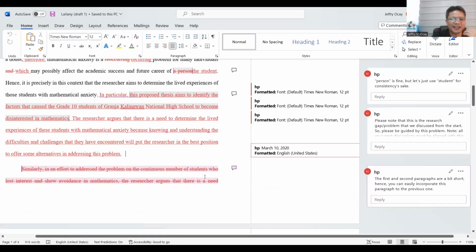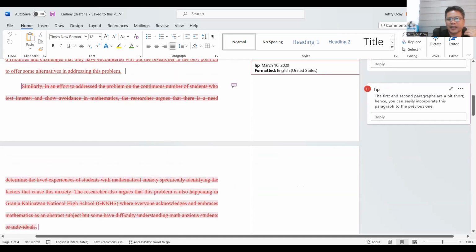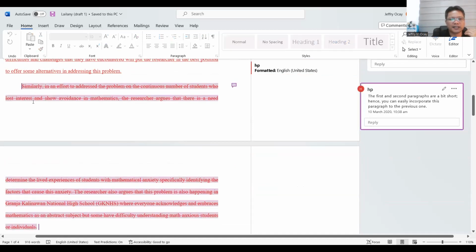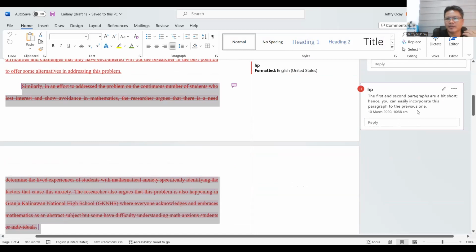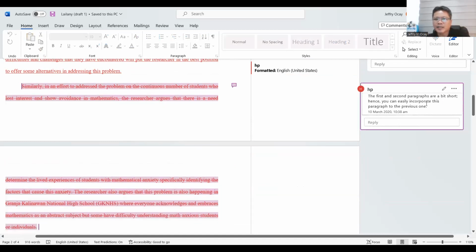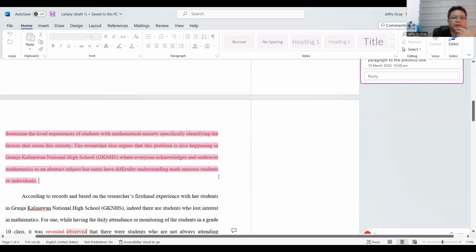And then after that, as you can see, I have a lot of comments here. I asked my advisee to delete this paragraph. I wrote the side comments here. The first and second paragraphs are a bit short, hence you can easily incorporate this paragraph into the previous one, or I asked her to incorporate this in the previous one.